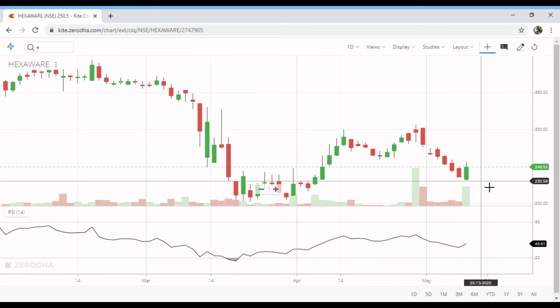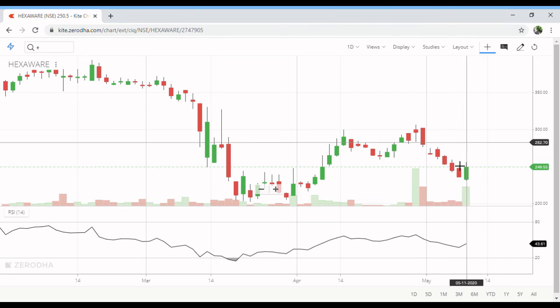Always keep a stop loss below this bullish engulfing candle one or candle two's low, whichever is the lowest point. Here the low of candle one and candle two is at 231. So maintain a stop loss below this 231, and go long above 256.10. This is the bullish engulfing pattern.